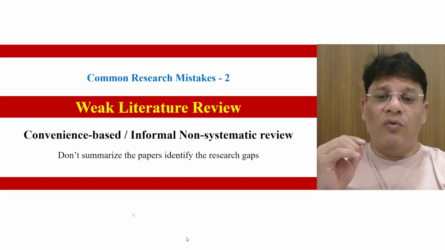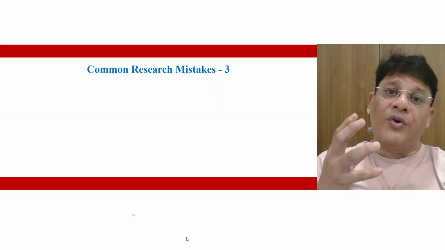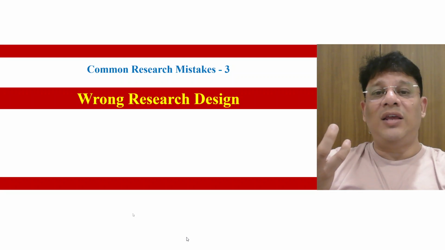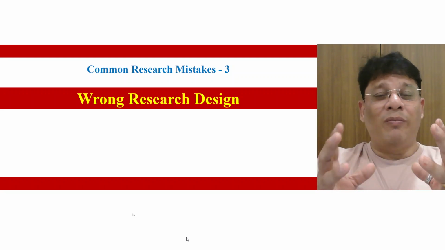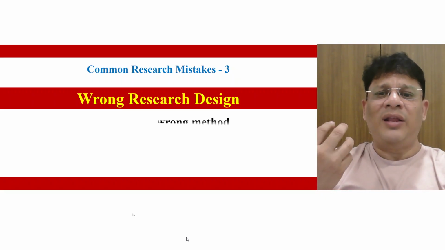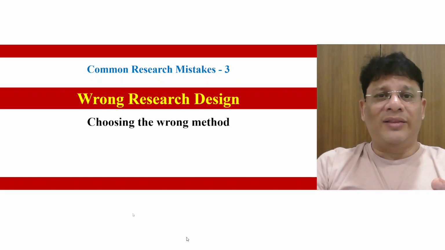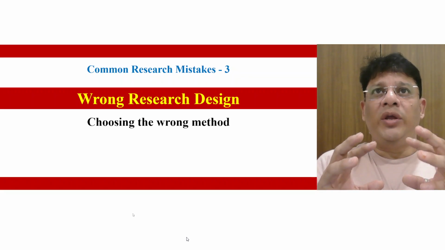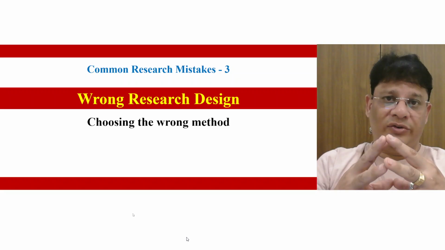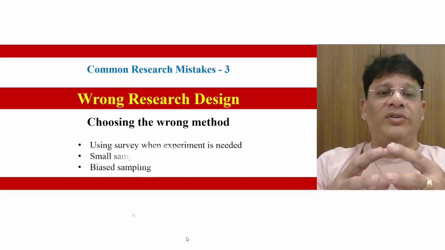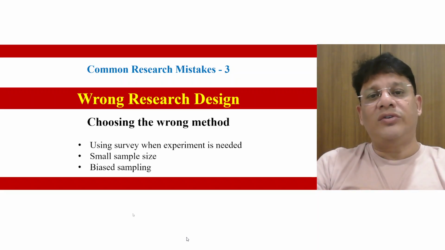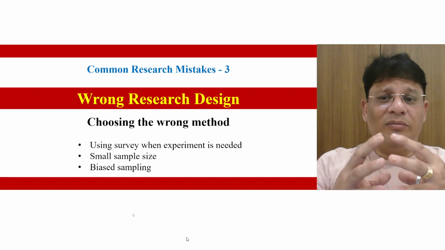The third mistake is the wrong research design. Wrong research design is something very important for us. It is nothing but choosing the wrong method. Let's say you are doing research in which you are focusing on experimental research, but you go for a survey. If you do a survey instead of experimental research, you will not find anything. This is the mistake that we make.